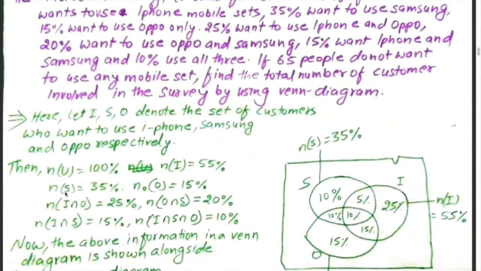Now, all this information is provided here: n(U) is the total number of people in the survey, and I, people using iPhone, is 55%, and S, people using Samsung, equals 35%, and only people using Oppo is 15%. Here, the intersection of I and O, people using iPhone and Oppo, is 25%, and O ∩ S, the intersection of Oppo and Samsung, equals 20%. Now I ∩ S, the intersection of iPhone and Samsung, equals 15%, and I ∩ S ∩ O equals 10%, meaning people using all three sets.